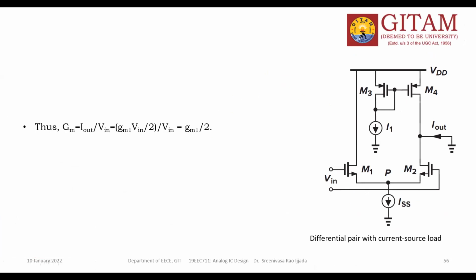The capital GM value, capital G with suffix small m, in the differential pair with current source load is what value? GM1 or GM2 by 2. But in the OTA, its value is only GM12.